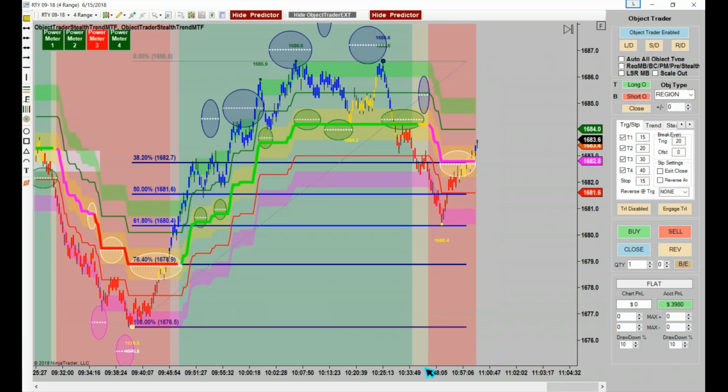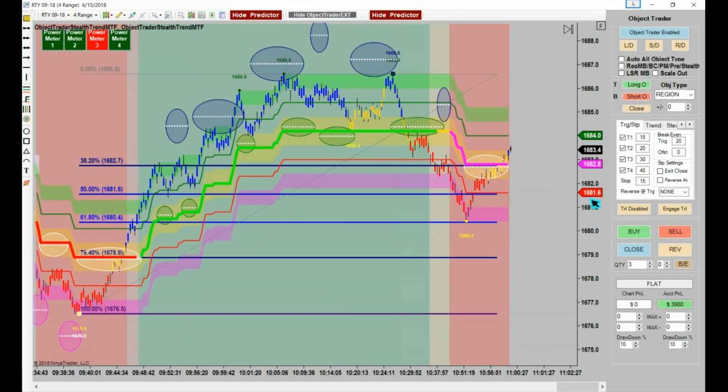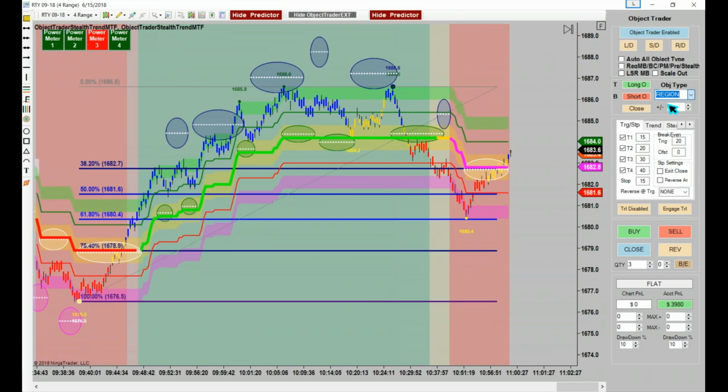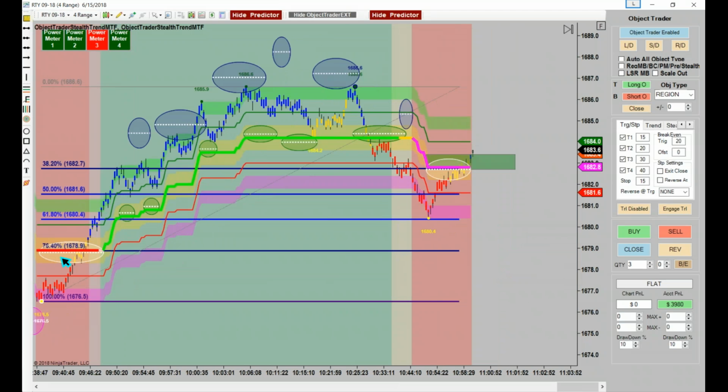We're going to box it. We're only going to go for 10 ticks. This is RTY, so we'll go with 3 contracts. We're going to simply do a region. We're looking at shorts. And we're going to do a little 1, 2, 3 reversal if we get it. Okay, so let's try it. 10 ticks only.